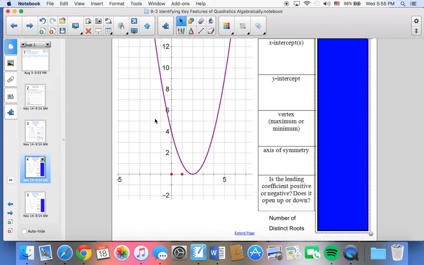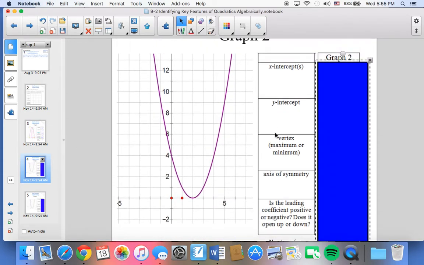Okay, so here we are at graph 2. We want to find our x-intercepts, so let's highlight it so we can see it. It's right here.